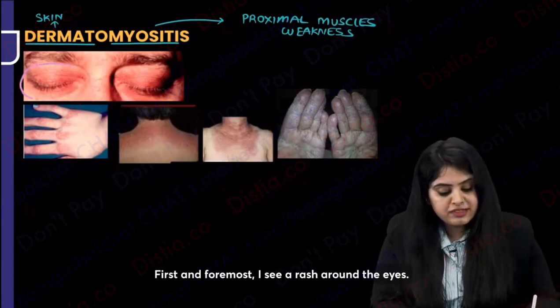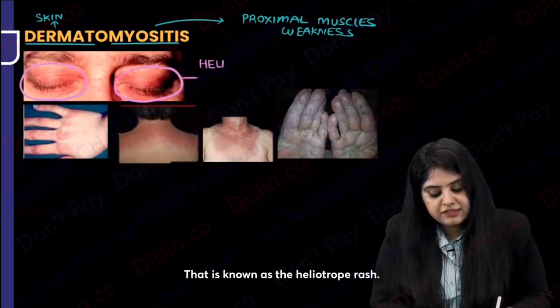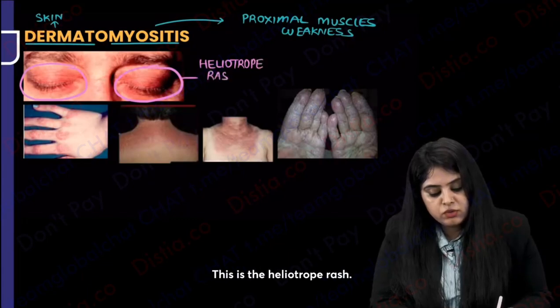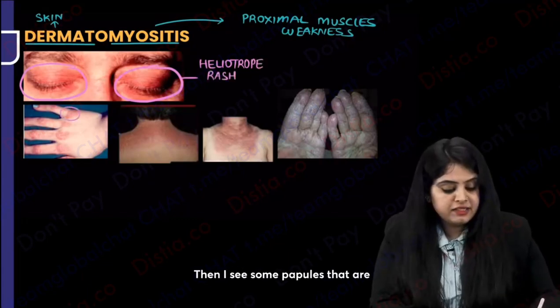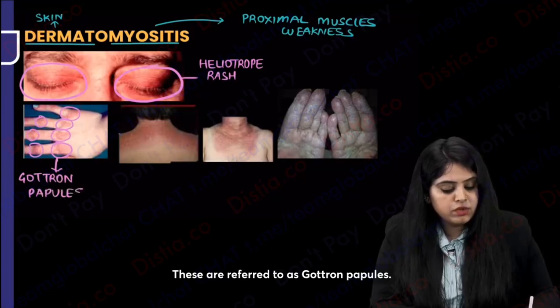First and foremost, I see a rash around the eyes. What is that known as? That is known as the heliotrope rash. Then I see some papules present on the knuckles over here and also on the phalanges. These are referred to as Gottron papules.